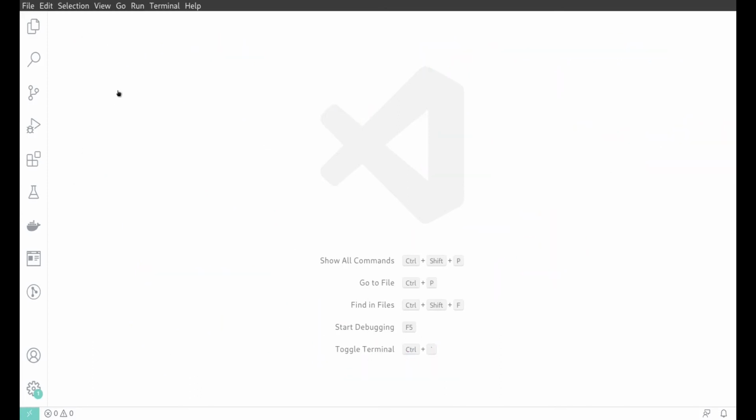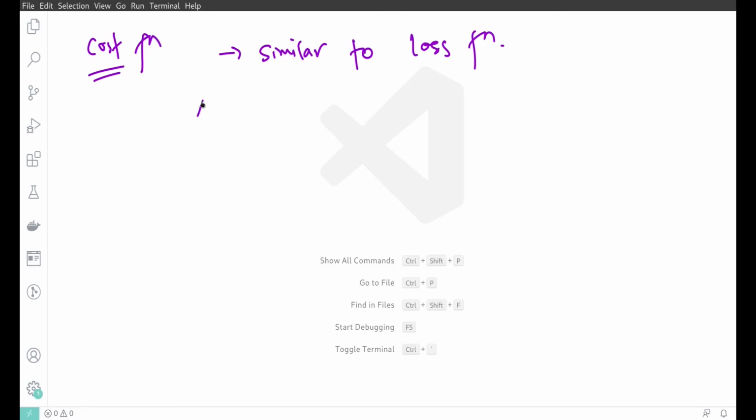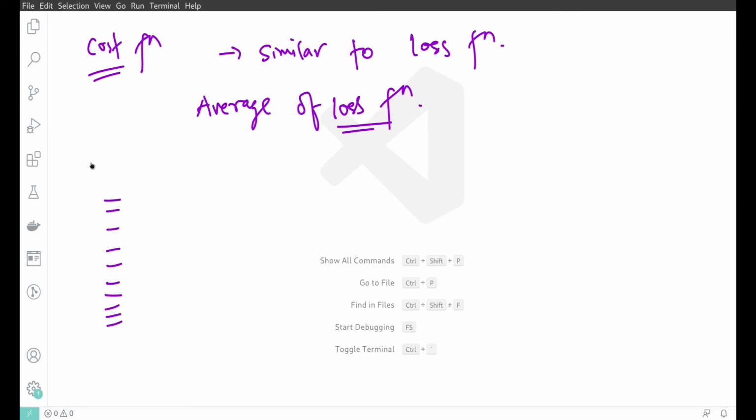Now let us try to understand what a cost function is. So cost function is similar to loss function, just that it is the average of the loss function. So for example, let us say that we have 10 data samples. These are data samples, or let us call them email data, something like this. And we calculate loss for one particular data. So for example, this is suppose spam. So let us just write it as 1 for spam and 0 for ham. Let us just write it here 0 1 0, something like this.